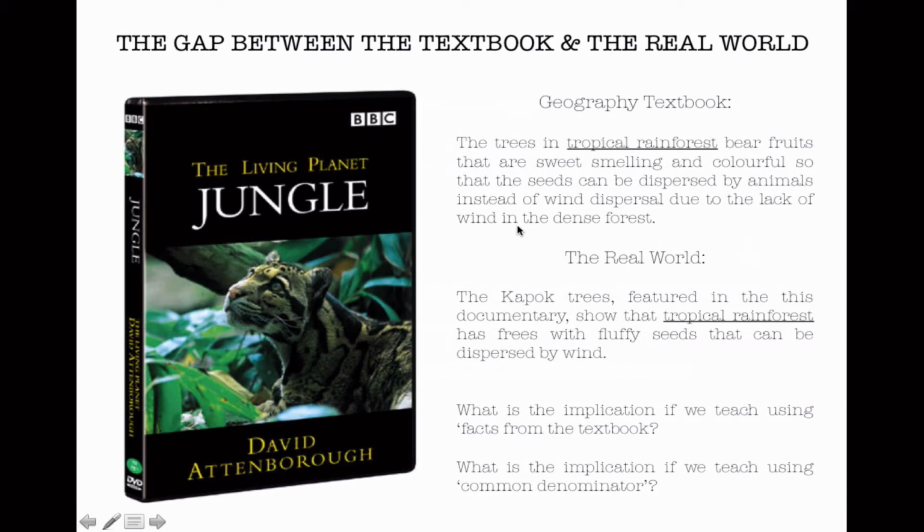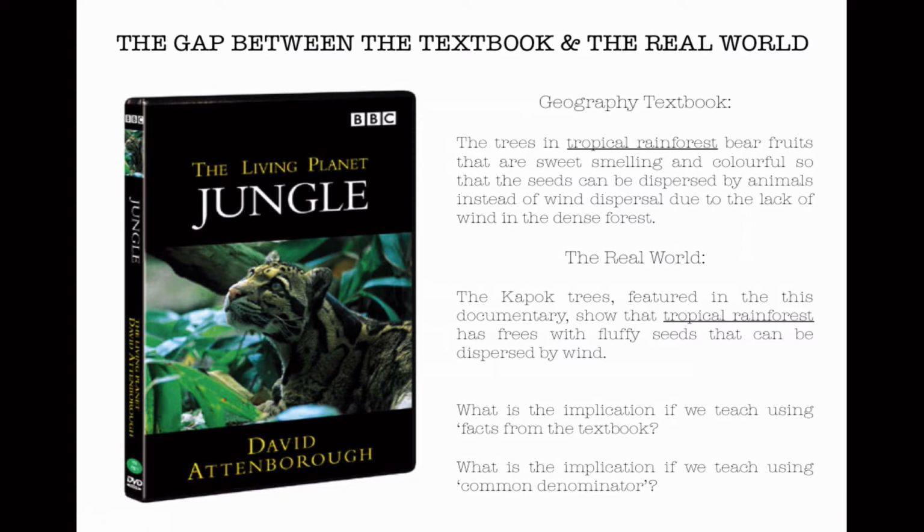Now, another example over here is something the students have learned about tropical rainforests in their textbook. The geography textbook talks about the trees in the tropical rainforest, and the trees actually bear fruits that are sweet-smelling and colorful. Why? What is the purpose of the fruit? The purpose of a fruit is to actually propagate the same species of the tree, because it contains the seed.